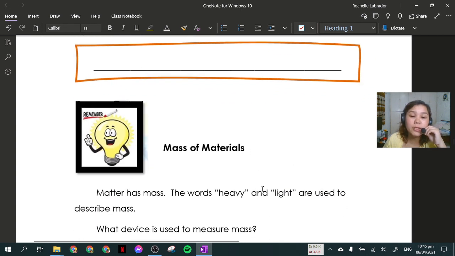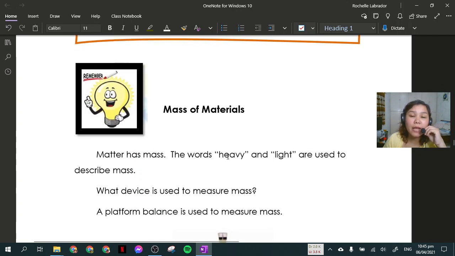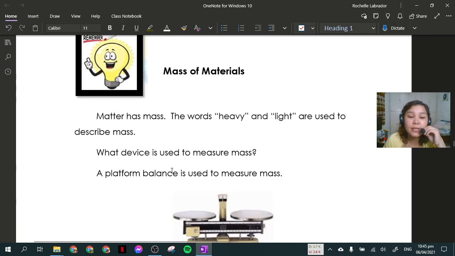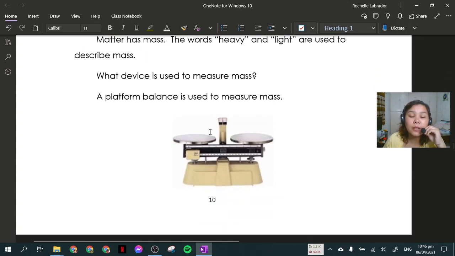Mass of materials. So matter has mass. The words heavy and light are used to describe mass. So heavy means mabigat, light means magaan. So what device is used to measure mass? A platform balance is used to measure mass. So this is an image, a picture of what a platform balance is. If this will be done in face-to-face classes, we will borrow the platform balance from the science laboratory so that you can experience how it is used in measuring mass.